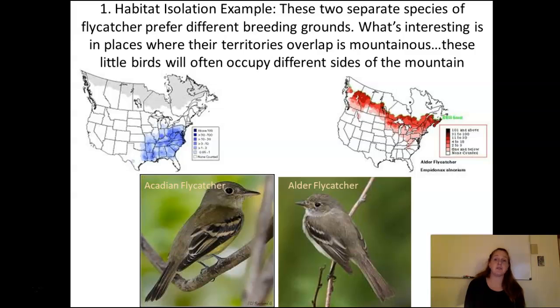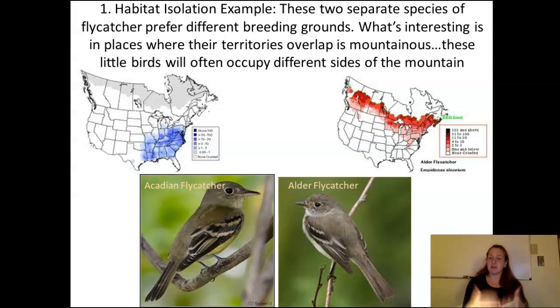Now you might be thinking to yourself, but wait a minute, I'm seeing some blue and pink overlap there in Ohio and Pennsylvania. How does that play out at that local scale? I don't know if you've been to those locations, but the eastern part of Ohio and definitely Pennsylvania, where we have the Appalachian Mountains, those mountainous regions, we see that same habitat isolation. And it's really strange to be on one side of the mountain and see one type of bird, and then go on the other side of the mountain and see a different type of bird.